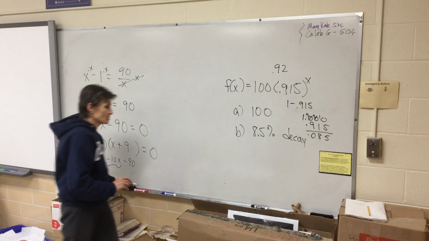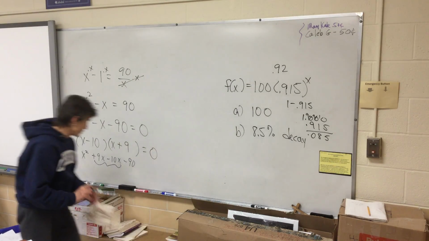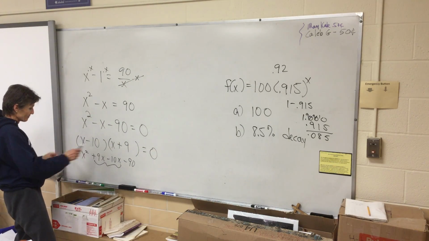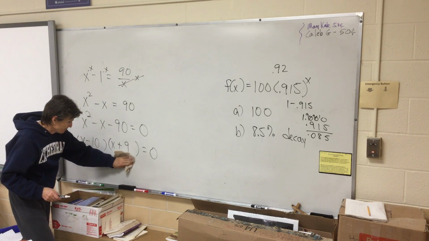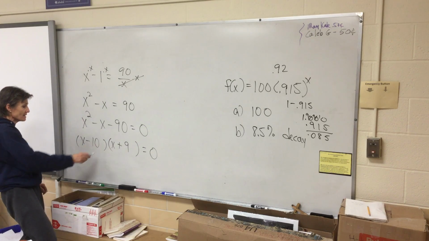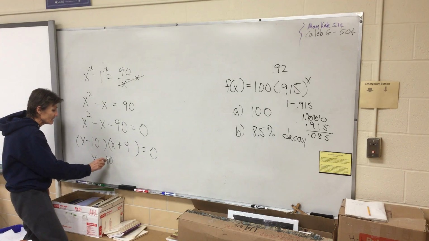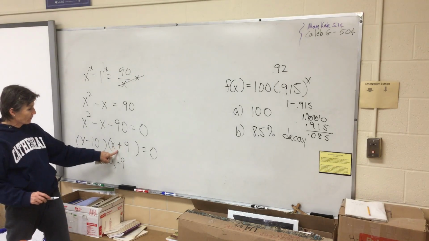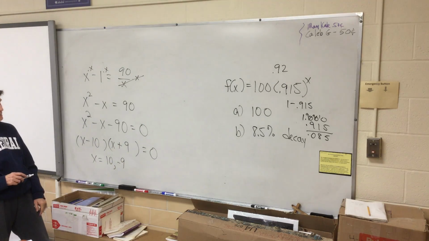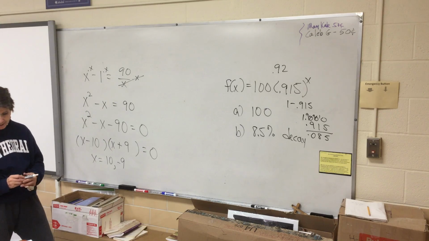Okay? So now I'm ready to write my answer. This is my check. I'll erase that. And my answer then would be 10 or -9. x minus 10 equals 0, x plus 9 equals 0, 10 or -9.